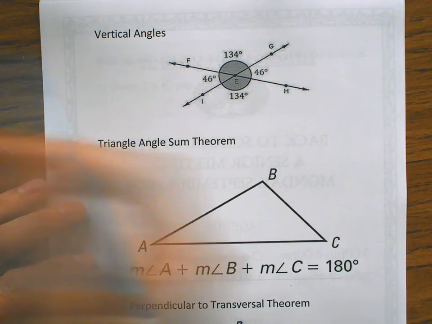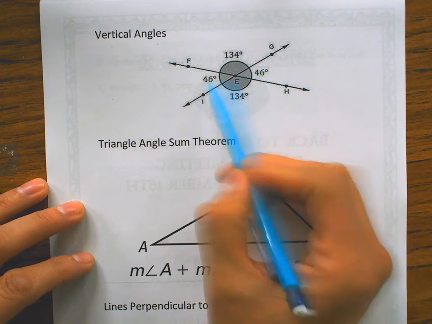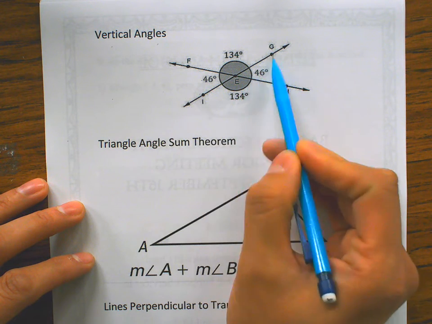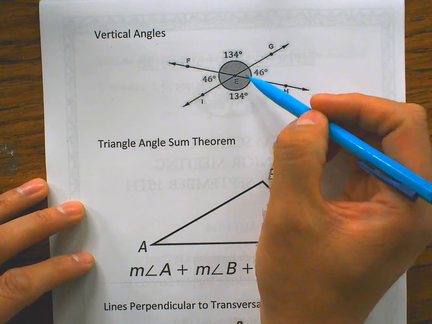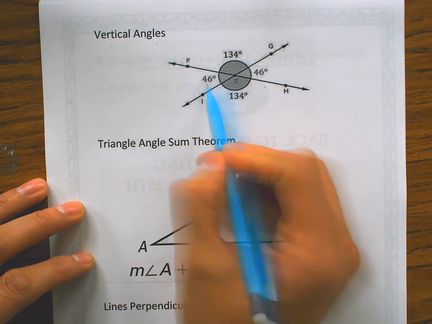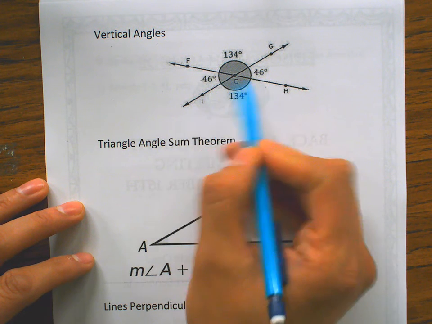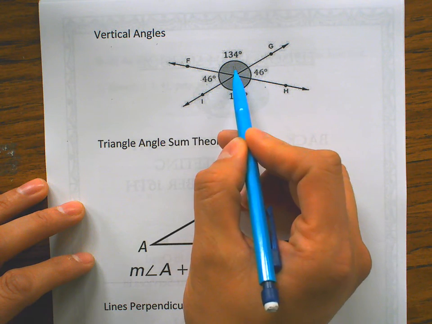And the very first one is the vertical angle congruence theorem, where the vertical angles are going to be congruent. Anytime you see the intersection of two lines, you're going to create two pairs of vertical angles. So in this example, you're going to see that this angle here is 46 and this one's 46. And this one right here is 134 and 134.